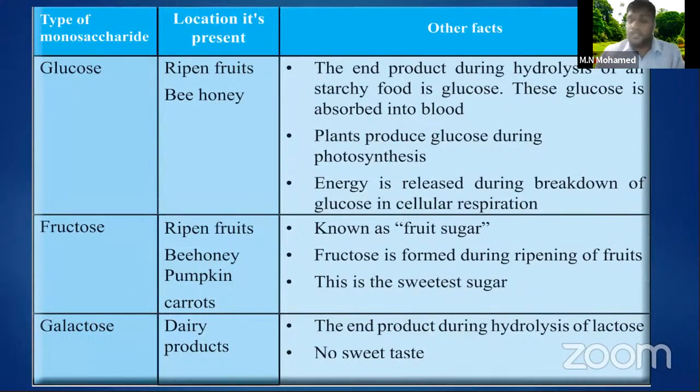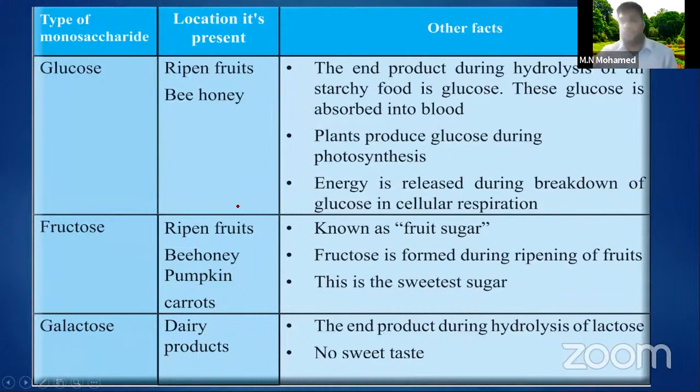And fructose is also in ripened fruits. It is very sweet, and it is found in bee honey, pumpkin and carrots. Another name for fructose is fruit sugar. Normally all fruits contain fructose, which is formed during the ripening of fruits, and it is the sweetest sugar compared with glucose. Mango is very sweet. Why is it sweet? Because of fructose. You like it very much because fructose is contained in most fruits. Right.